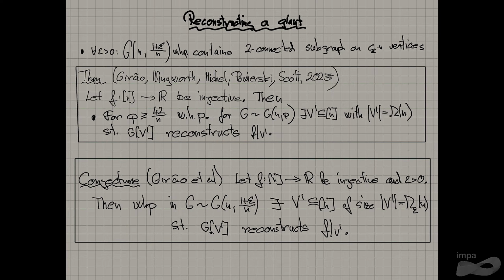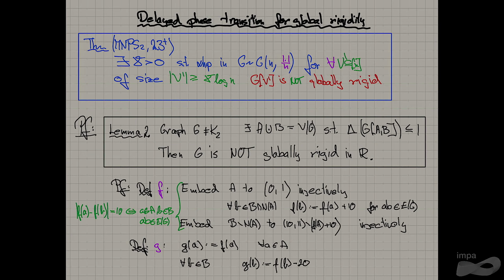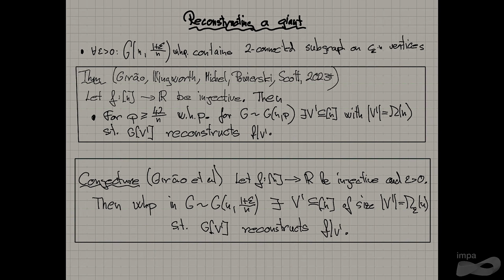I'm sure there are big differences in the epsilon, but the point is that if you take p equal to (1 plus epsilon) over n, then with high probability G(n, (1 plus epsilon)/n) will contain a two-connected subgraph on some constant, depending on epsilon, times n vertices.